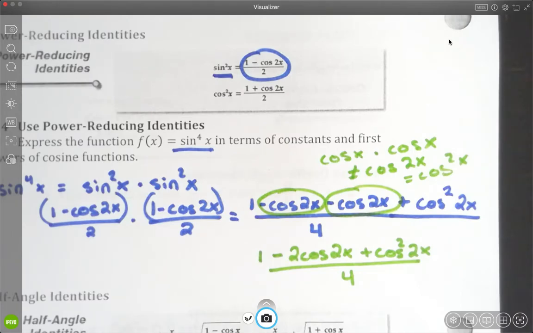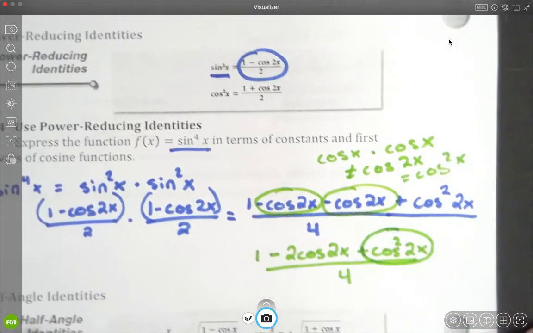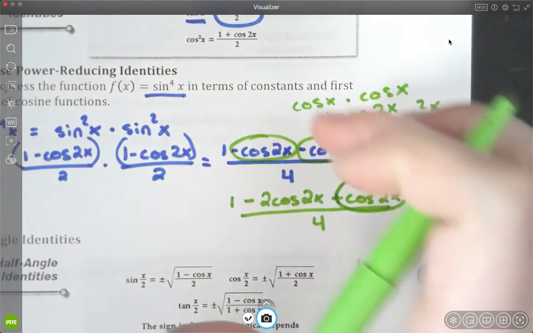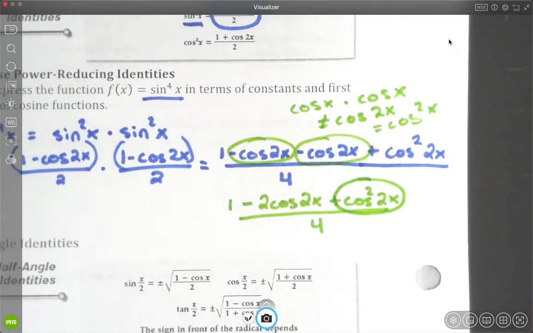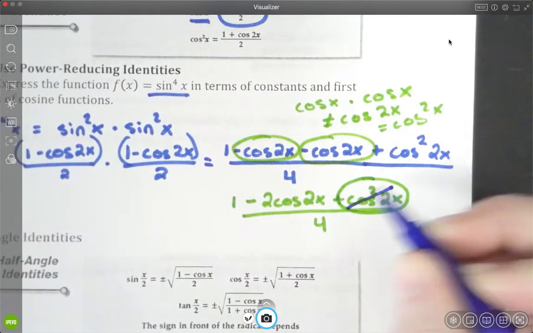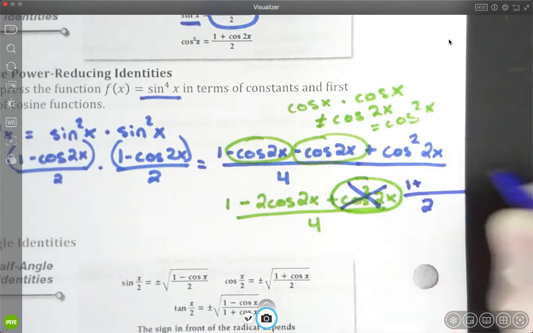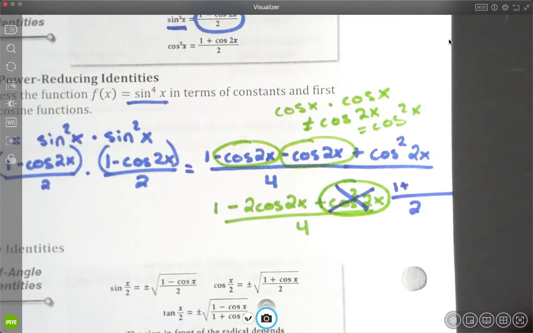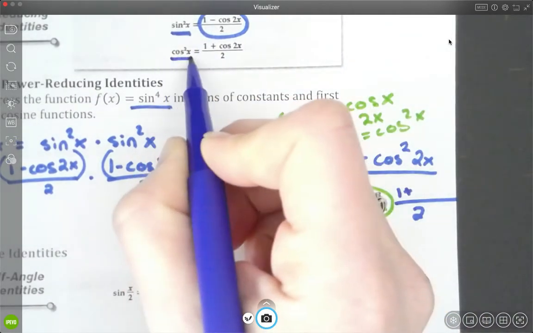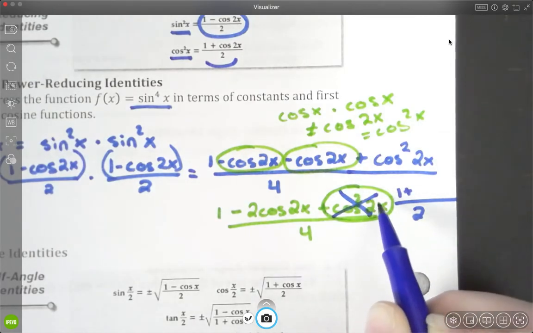This guy is what we're going to focus on now. We're going to break him down, and we have a formula for him. So, this is going to get kind of messy. In place of this guy, I'm going to put 1 plus cosine of 2x over 2, except, be careful of this. Watch this really carefully. Cosine squared x is this guy, right? But we have 2x here in this spot.